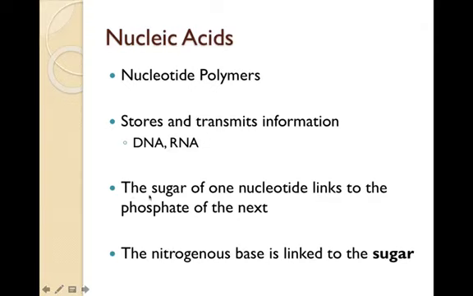They're linked up from the sugar of one nucleotide to the phosphate of the next. And so you get this backbone of sugar alternating with phosphate, sugar alternating with phosphate. Then the nitrogenous bases that are linked to this sugar phosphate backbone interact with each other to make what are referred to as base pairs.